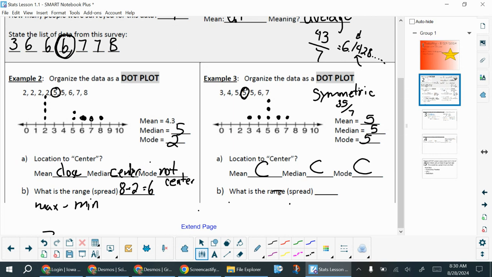The last thing here is our range, our spread. So I'm going to take my maximum minus my minimum, and that gives me 4 in this case.